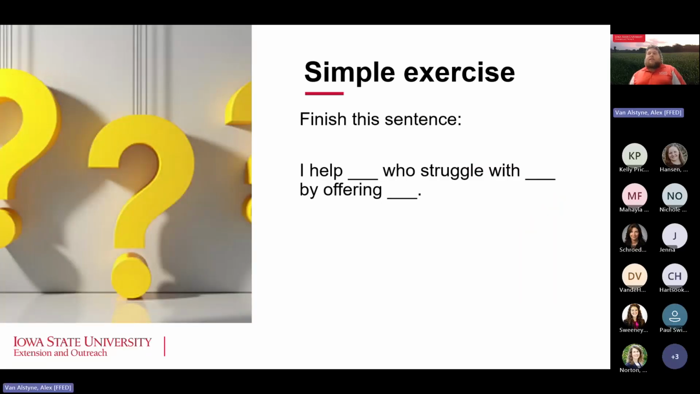Let's do a simple exercise. It's one of the most useful ones you can do when you're thinking about a business idea. I want you to finish this sentence. I can help blank who struggle with blank by offering blank. The first blank is who you help. Be as specific as possible. The second blank is the problem they're dealing with, not the product itself. And the last blank is what you offer to help solve it.